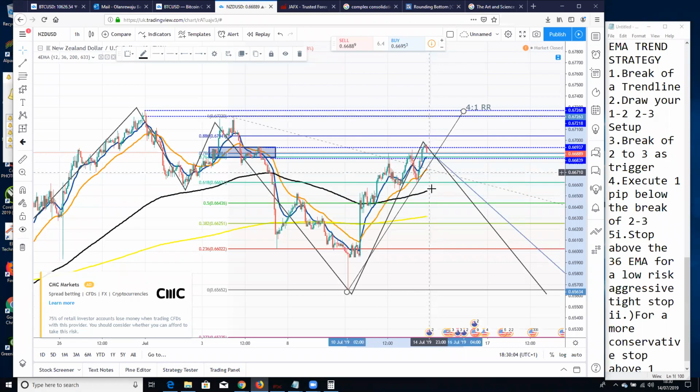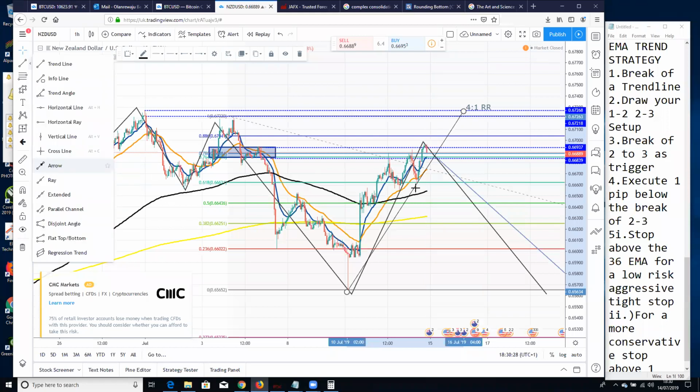Such that when you start to see that break, you can switch to a smaller time frame to see whether you're going to get a retest of it or not. But yeah, that's an opportunity right there for a short New Zealand against the dollar going into the session. So that's for New Zealand USD.